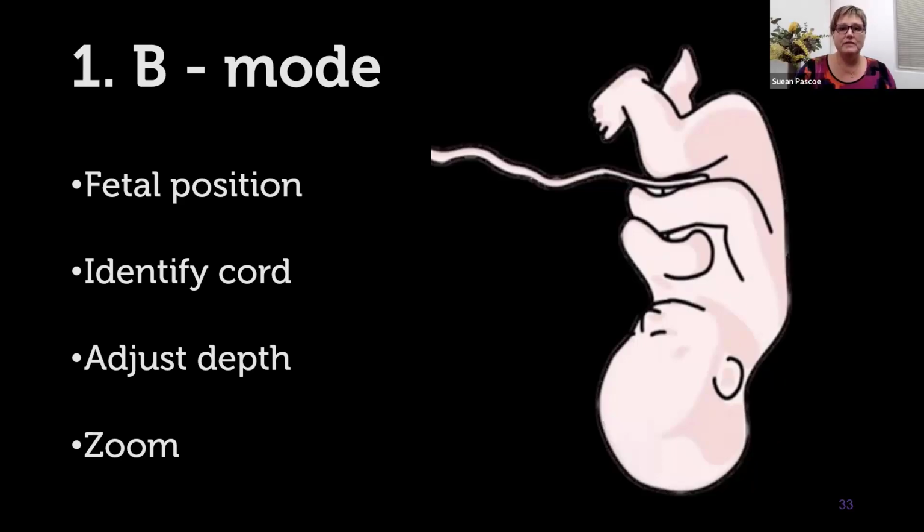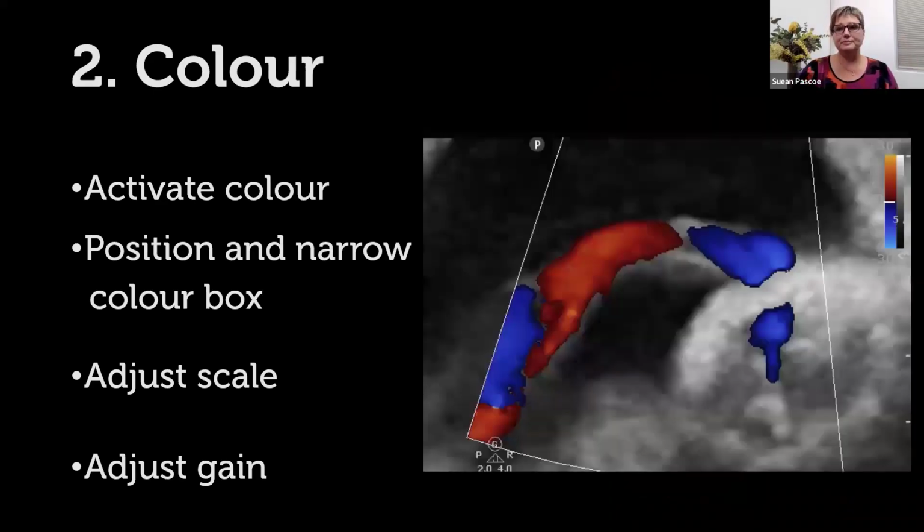And what we're trying to achieve is that the umbilical artery and the umbilical vein in the cord are as big as possible on the screen, to make the positioning of our spectral trace and our Doppler gate much easier.